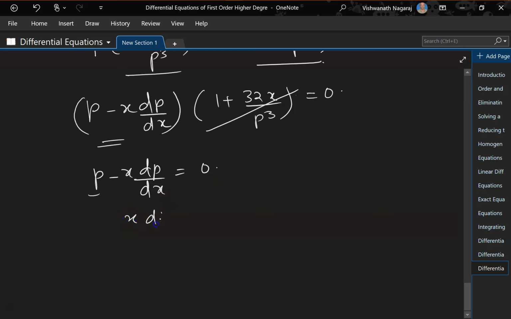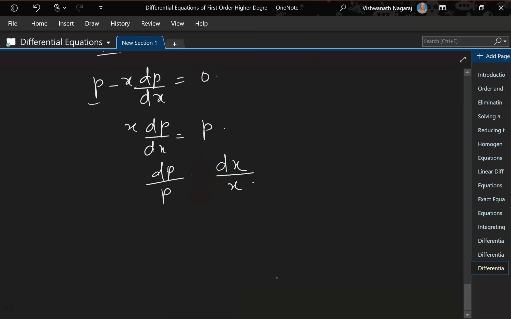Okay, so x dp by dx is equal to p. Now let's take dx to the other side: dp by p is equal to dx by x, and we can bring this to this side itself. Now integrate. What do we get? We get log of p minus log of x equal to log of c.